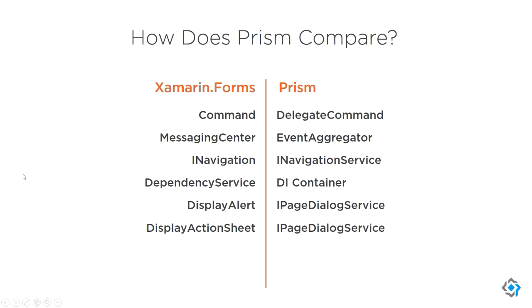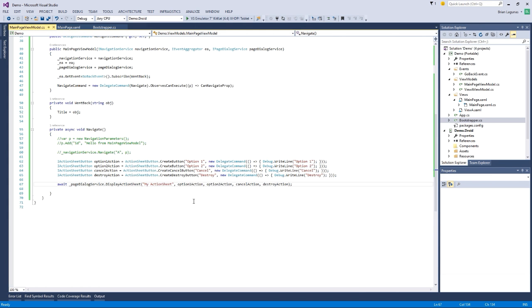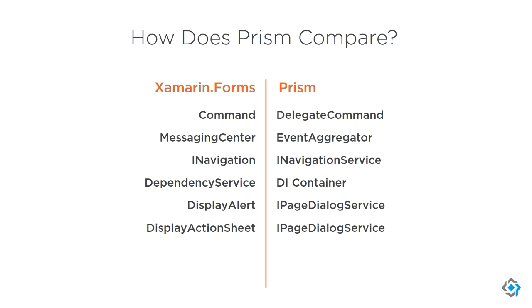So Xamarin.Forms has Command. Prism has a better DelegateCommand. And I didn't even get into composite commands, which is like a save all, right? So if you had a tabbed page, each of those pages can have a delegate command that registers themselves with a parent composite command. So when you invoke the composite command, it will invoke all the registered delegate commands, right?